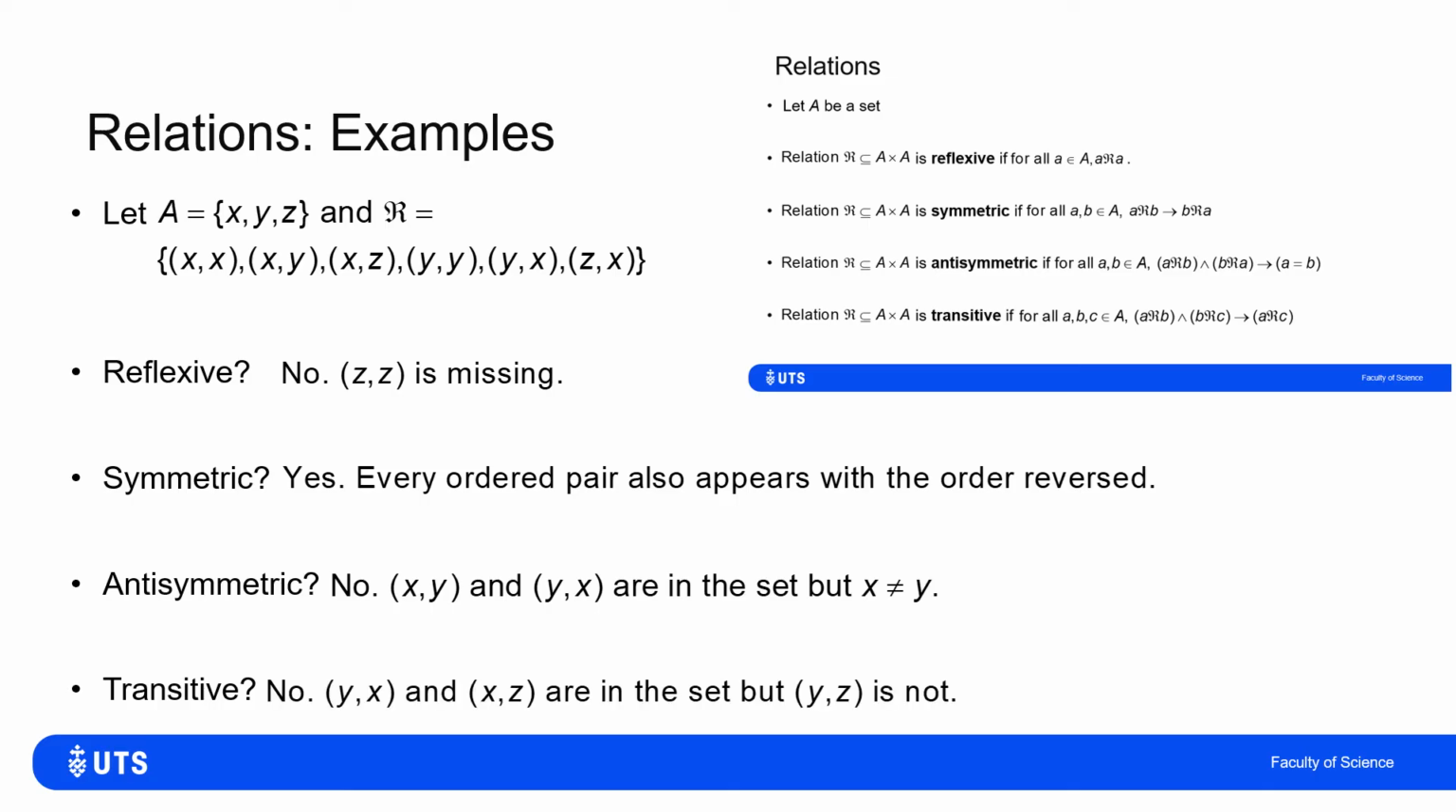And transitivity, I can check by showing that I have yx in there and xz in there, and if it were transitive, y being related to x and x being related to z would tell me that y is related to z, hence yz is in the set, which it isn't. So the only one of these four categories that I can describe the relation as is symmetric.